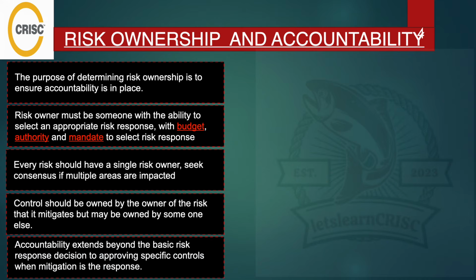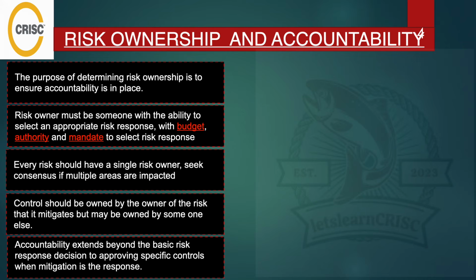Similarly, accountability extends beyond the basic risk response decision to approving specific controls when mitigating is the response. Friends, it also encompasses approving and overseeing the specific control measures when mitigation is the chosen risk response. When an organization identifies a risk and decides that mitigation is the appropriate response, this typically involves implementing specific control measures. These control measures could include policies, procedures, technical safeguards, or other actions designed to reduce the likelihood or impact of the risk.